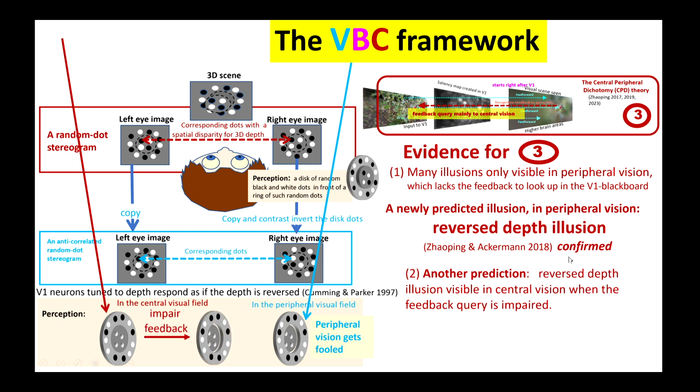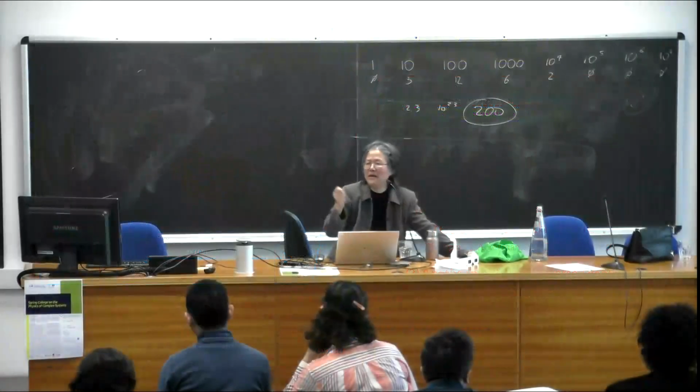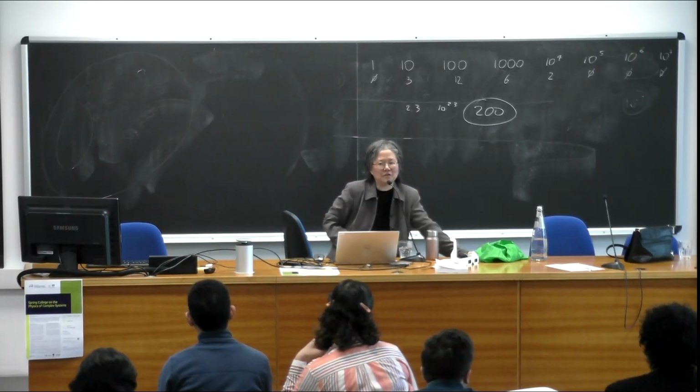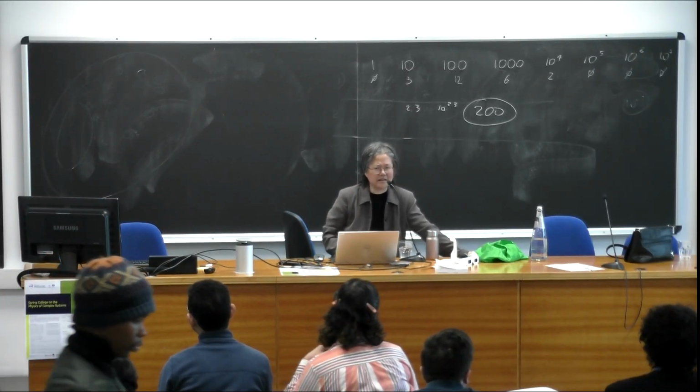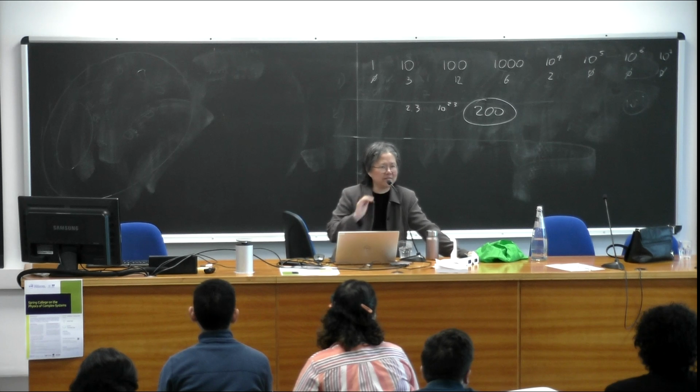So another prediction is, what if we cut this feedback? Let's say we cut this feedback. Even though central vision still has more samples of photoreceptors, if the theory is correct, then central vision should see the same illusion. That's fair, isn't it? People come to my lab and do experiments, and I open their brain and cut their feedback. I'm not allowed because I don't have ethical approval for doing this. So how can I cut their feedback? Then we have a trick.